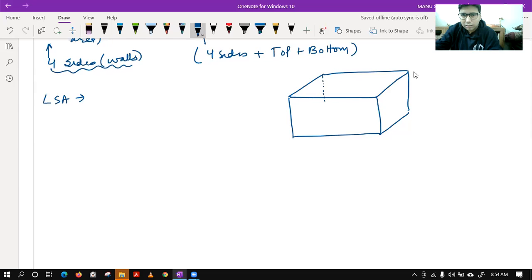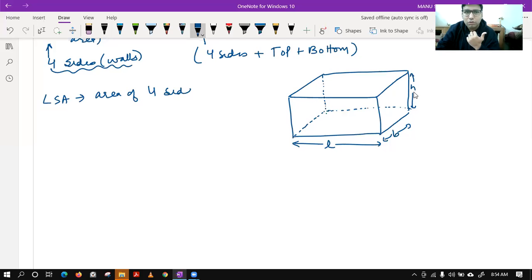So you can see this is a diagram for a cuboid. I am showing the dotted lines just to show that these edges can't be seen from the front. This is the length, this is the breadth, and this is the height. As we have seen, LSA is 4 walls. First tell me, LSA will be given by the area of 4 side walls. So first tell me what is the area of the first wall.